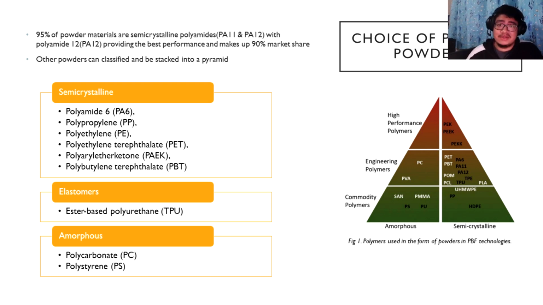Other powders can also be seen in the pyramid, which can be classified as either amorphous or semi-crystalline. They also are segmented in three different layers: high performance, engineering, and commodity. As you can see, semi-crystalline ones include PA6, PP, PE, PET, PAEK, and PBT. There are also elastomers like TPU and amorphous ones like polycarbonate and polystyrene.